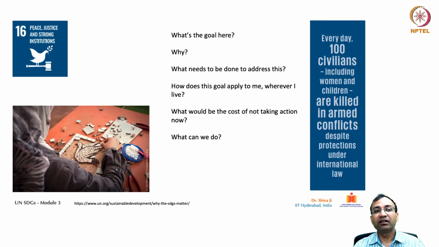The second last, peace, justice and strong institutions. What needs to be done to address this? Because this is not binding. This is only recommendatory in nature. So how can this be taken forward? How does this goal apply to me wherever I live? What would be the cost of not taking it?